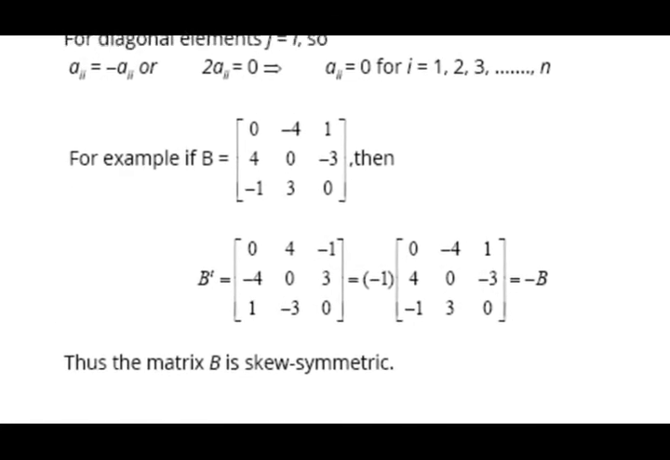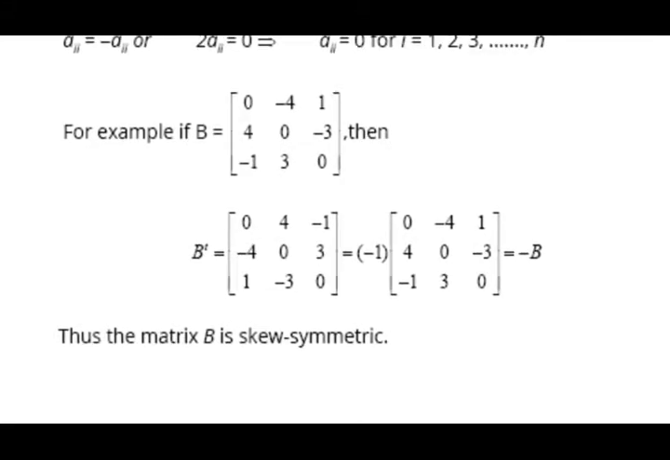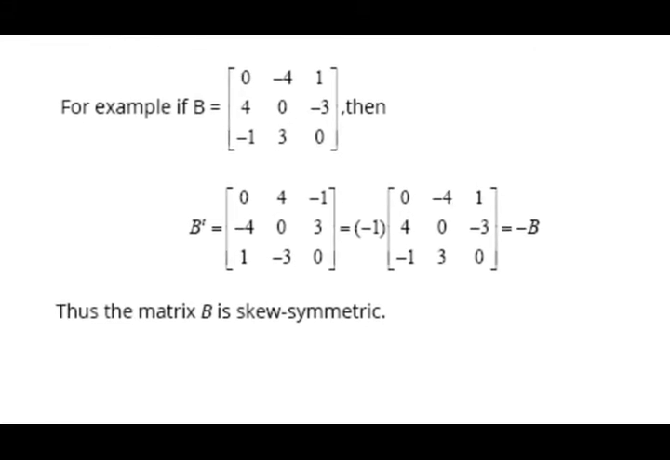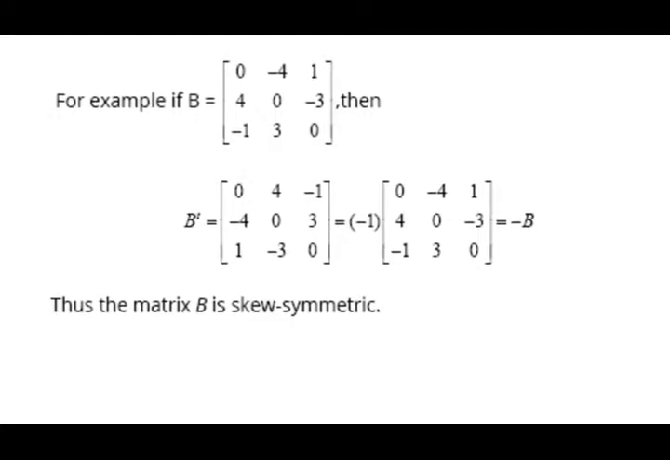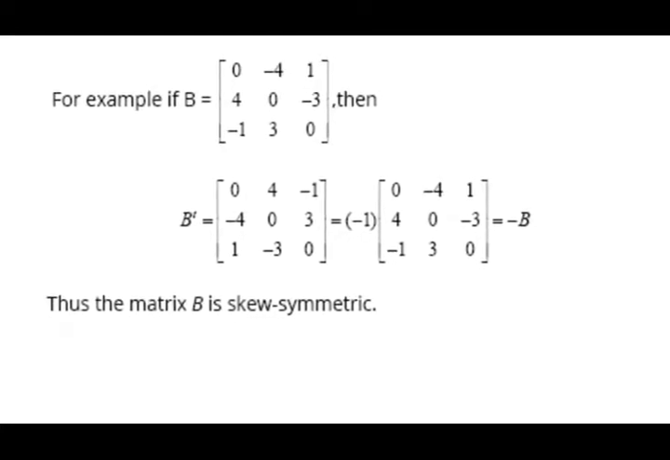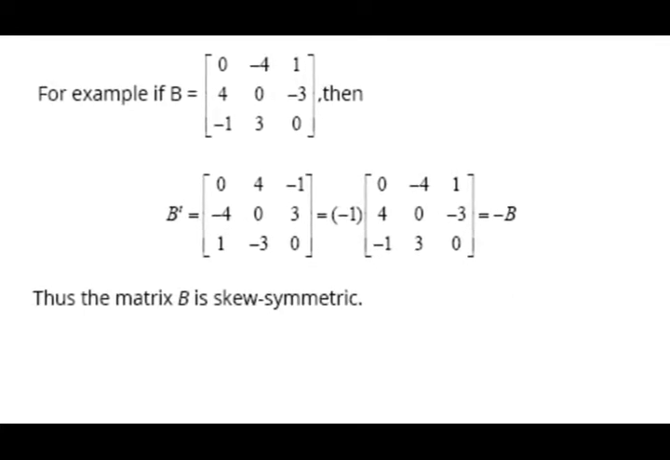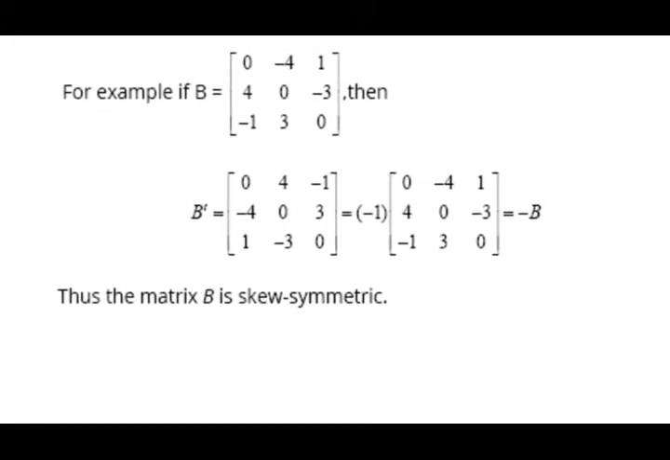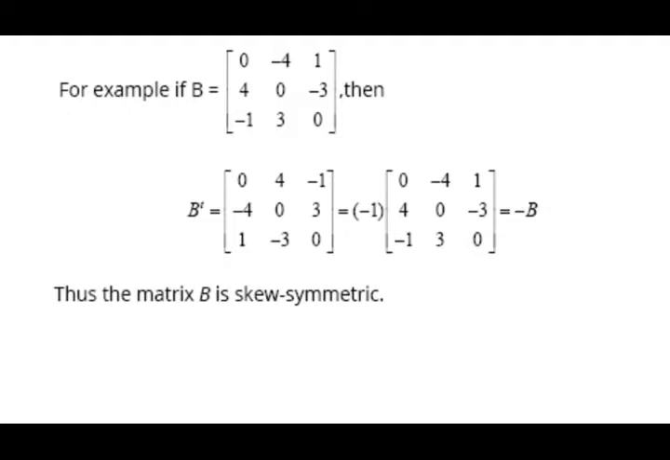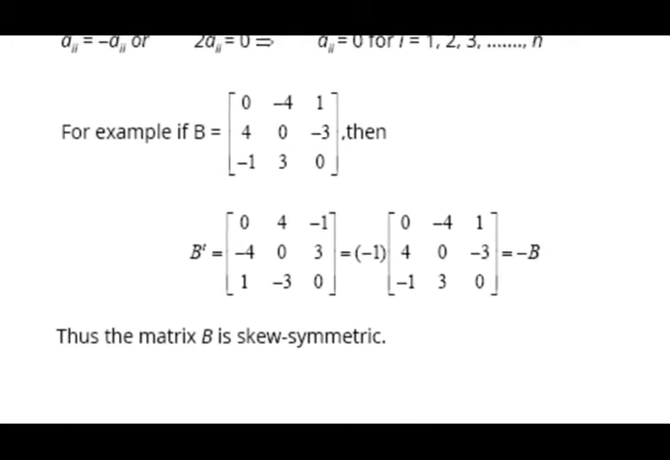We have a matrix B, and then we transpose this matrix, and then we take -1 common from it, and B transpose is equal to -B. Therefore B is a skew symmetric matrix.